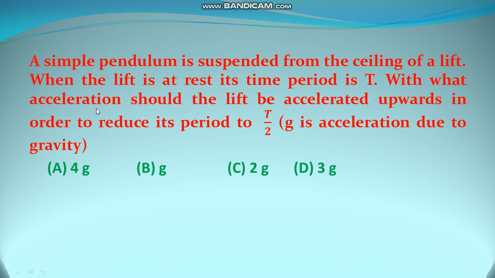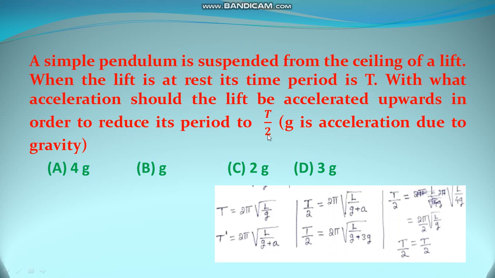Next question. A simple pendulum is suspended from the ceiling of a lift. When the lift is at rest, its time period is T. With what acceleration should the lift be accelerated upwards in order to reduce its time period to T by 2? So here also there are two cases. T is equal to 2 pi square root of L by g. This is the first case when the lift is at rest. Next, in the second case, T dash is equal to 2 pi square root of L by (g plus a).